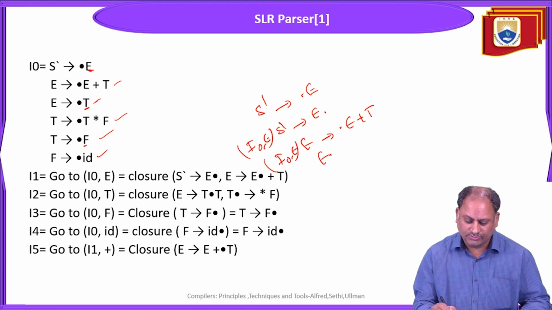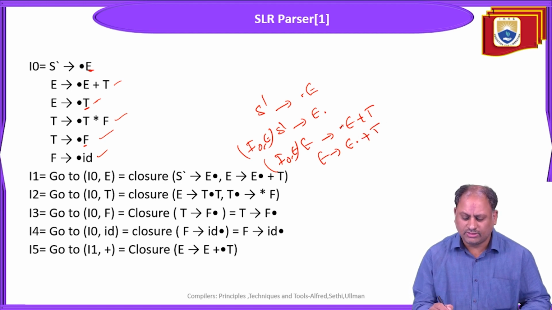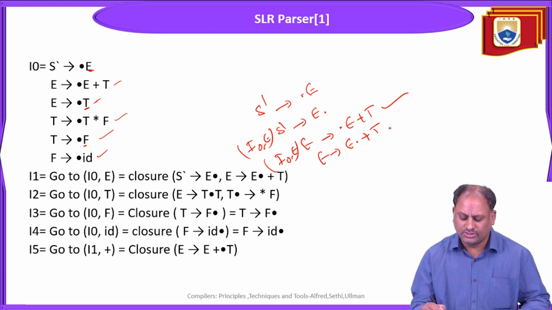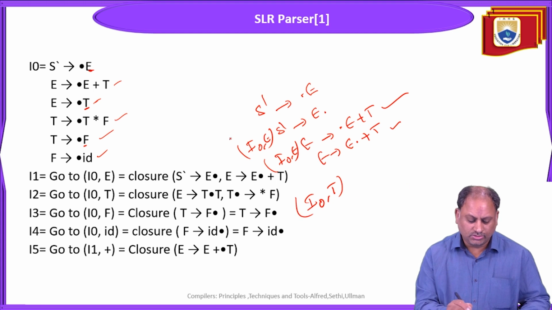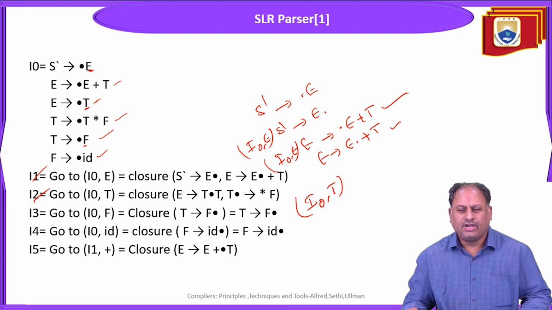In this one also, the dot symbol can be moved only one position. So after E, one symbol, we have to keep the dot symbol. Previously the dot symbol was kept at the beginning, as in the given rule. We have moved the dot symbol one position. Similarly we applied I0 comma E. Now I0 comma T. This is the closure of I1. Now I2 can be obtained.